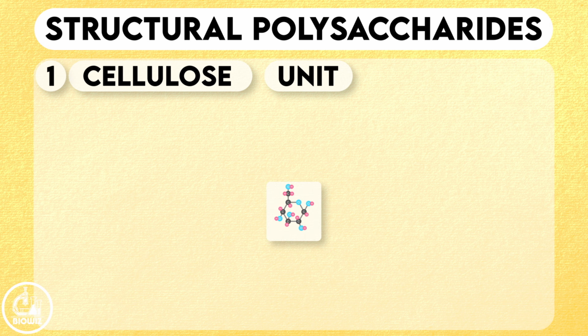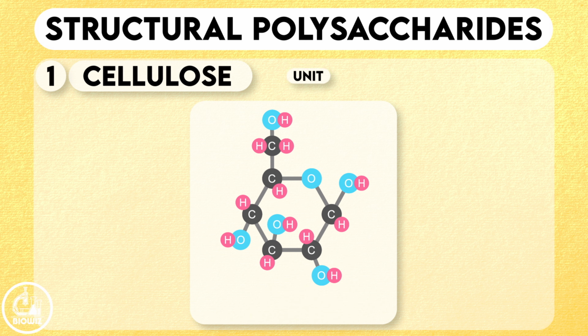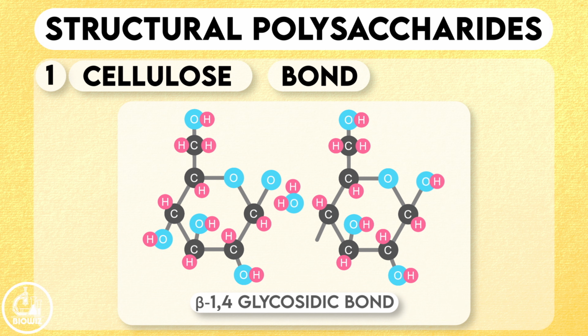The first type of structural polysaccharide we will be discussing is cellulose. The structure of cellulose is made up of only one type of monosaccharide unit, which is beta-glucose. So cellulose is a homopolymer of beta-glucose. These beta-glucose units are attached to each other by formation of glycosidic bond between the first and fourth carbon of adjacent units called beta-1,4 glycosidic bond.